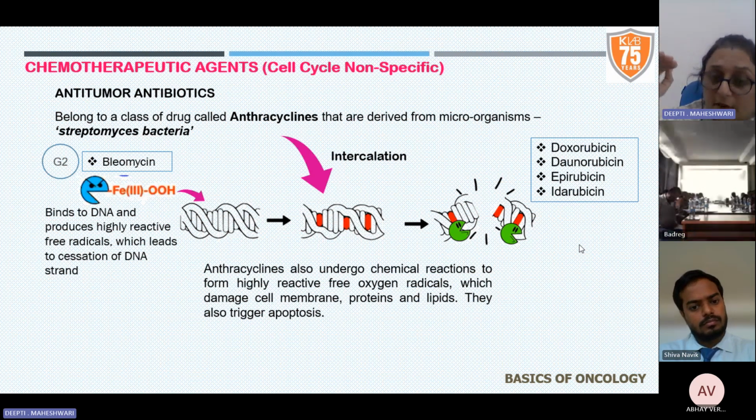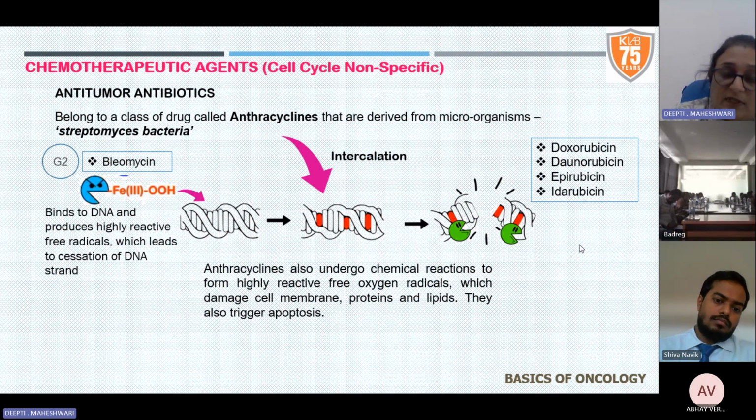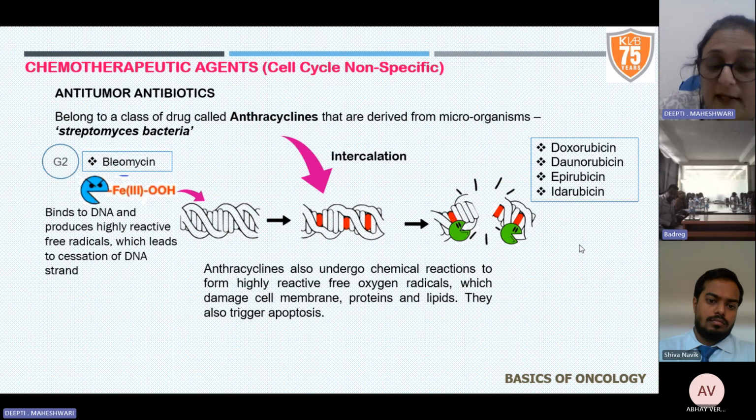Now, the free oxygen radical can damage the cell membrane. The cell membrane, that means not the nuclear membrane, the outer membrane of the cell. It can damage the cell membrane, the proteins, the lipids, and they also trigger apoptosis. What do you mean by apoptosis? It is called programmed cell death. It can lead to the death of the cell. So, that is programmed cell death.